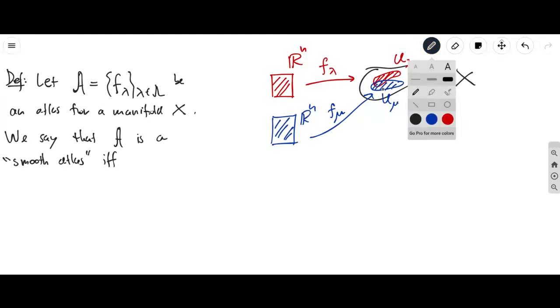And then they happen to intersect. Now, they do not have to intersect. If they do not intersect, then you have an empty condition and there's nothing to check. But if they do intersect, then they intersect at U lambda intersect U mu. That's how they intersect in X. To get the corresponding region in Rn, you just pull it back by F lambda, and then you pull it back by F mu. So you're going to get some region over here, and a region over here. It does not have to be a disk. It could be rather complicated.